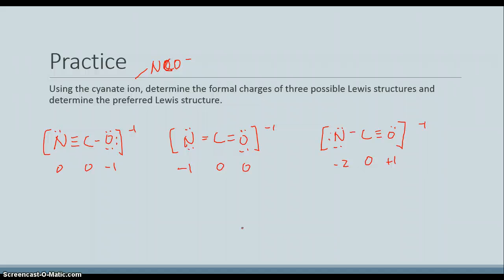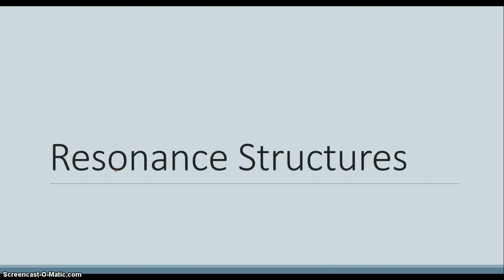So based on what we have, you should be able to see that the only one that works, or the one that works best anyway, is this one on the far left, where you have the oxygen that is singly bonded and the nitrogen that is triply bonded to carbon, and that again minimizes the values and also puts the most electronegative atom with the charge. Great. Finishing off, let's talk about resonance structures.